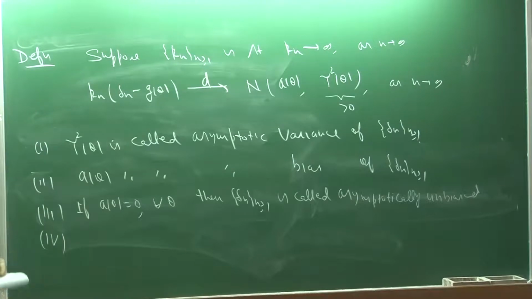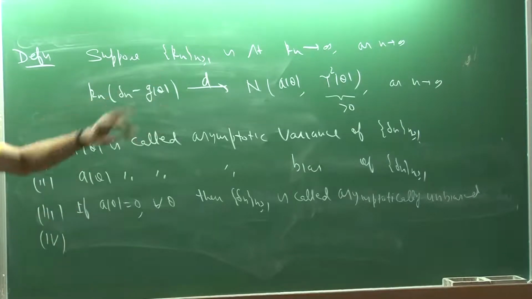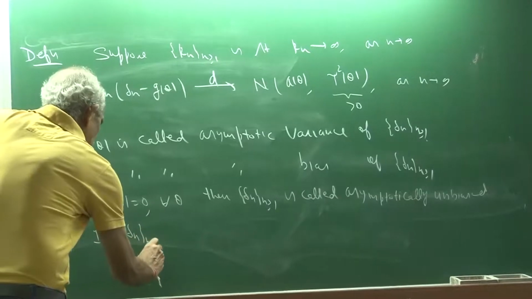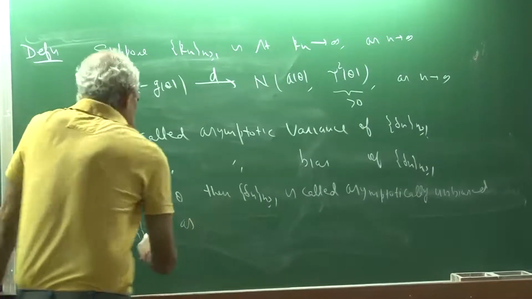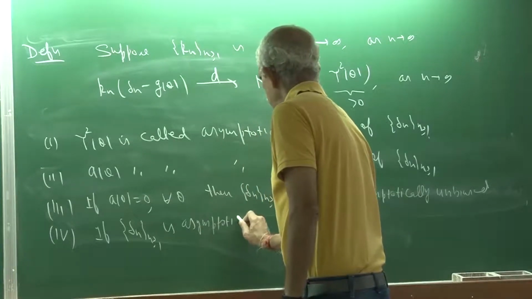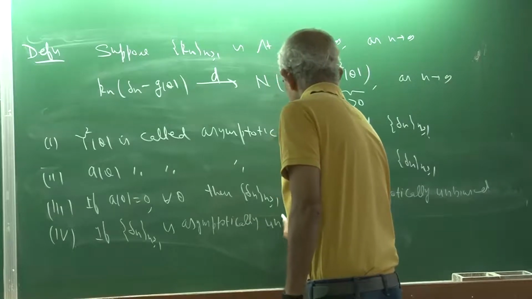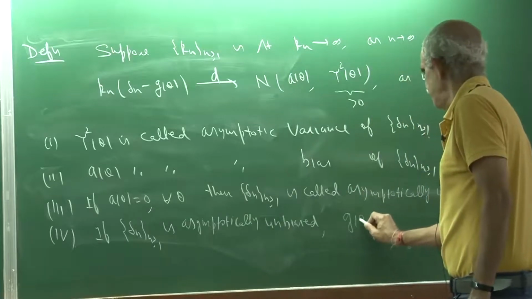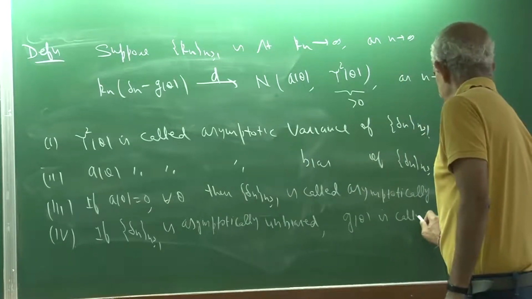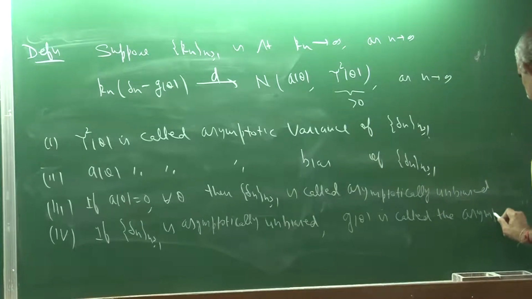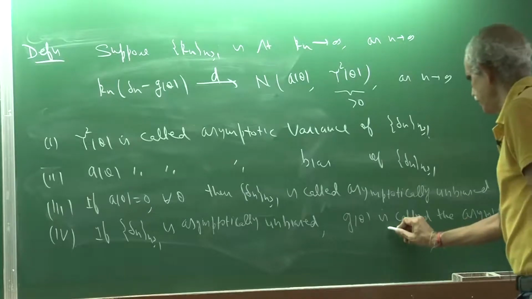Now, if delta n is asymptotically unbiased, I call g theta the asymptotic mean of delta n. If delta n is asymptotically unbiased, g theta is called the asymptotic mean of delta n.